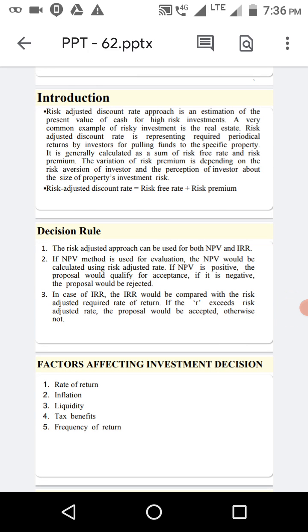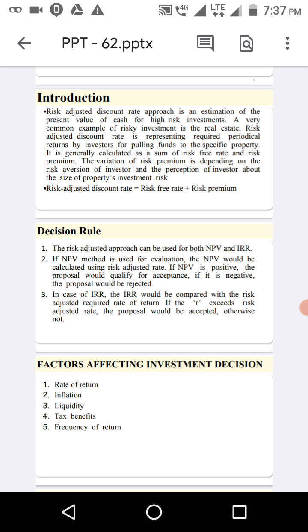In this session, we shall discuss investment decisions under uncertainty models. First, introduction. The risk adjusted discount rate approach is an estimation of the present value of cash flows for high risk investments. A very common example of a risky investment is real estate. The risk adjusted discount rate represents the required periodical return by an investor for putting funds into the specific property.